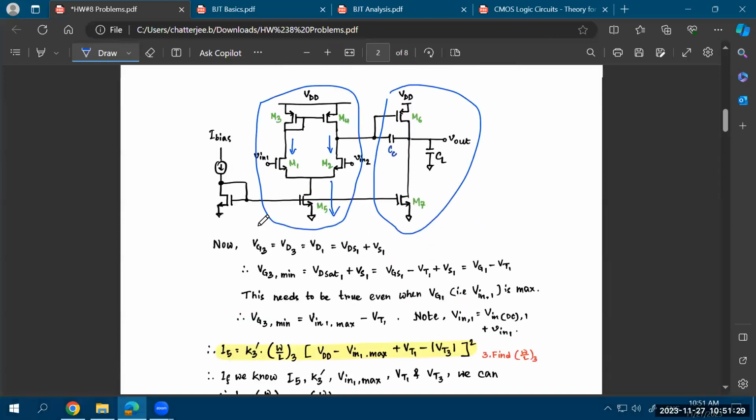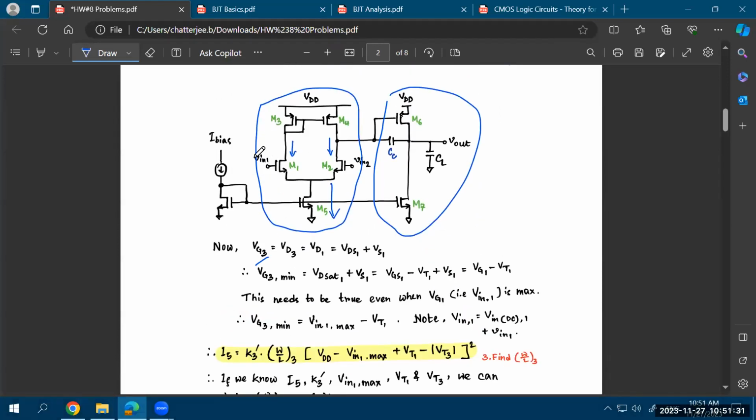Now, again, for VG3, that is how much voltage you can apply at the gate. In this case, you have to consider what is the minimum voltage that you can apply at the gate. And why is that? I have also posted an announcement on the Canvas page explaining why you consider VG3 min when you are trying to find out the W/L ratio of M3 transistor or M4 transistor. For VG3 min, you'll actually consider the VIN1 max, the maximum value of the gate voltage that you can apply at the input.